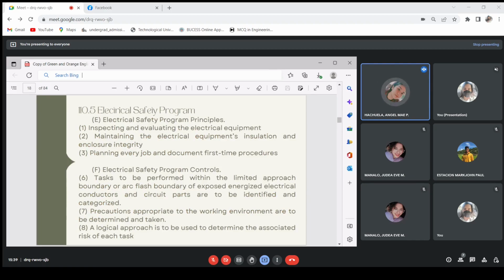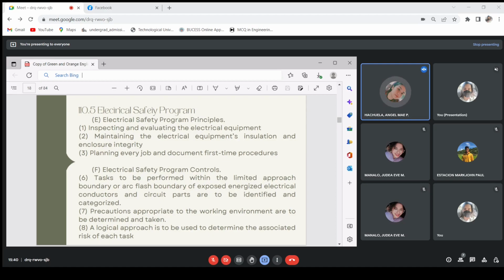Electrical safety program. Letter E is electrical safety program principles. So the electrical safety program shall identify the principles upon which it is based. Here are some few examples. Number 1 is inspecting and evaluating the electrical equipment. Number 2, maintaining the electrical equipment insulation and enclosure integrity. Number 3, planning every job and documenting first time procedures.